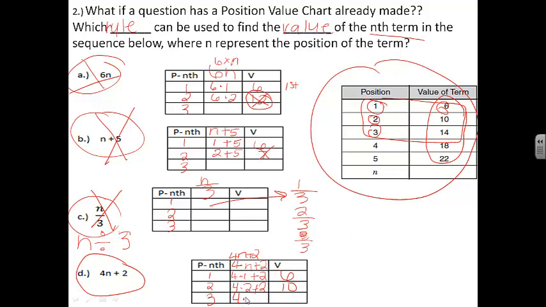So 4 times 3 plus 2, let's see if that gives me 14. So 4 times 3 is 12, plus 2 is 14. So notice how this matches. Okay, so this is my correct answer. This would be my answer here if I had a problem like this, okay? All right, here we go.